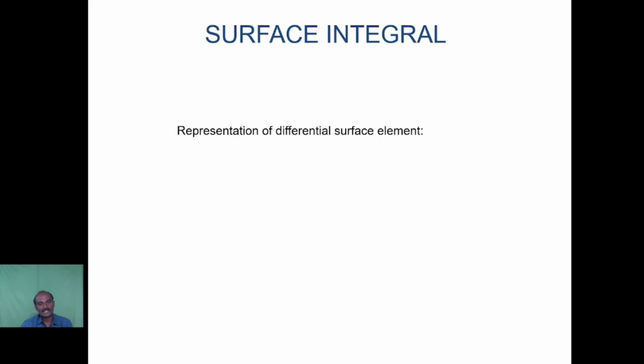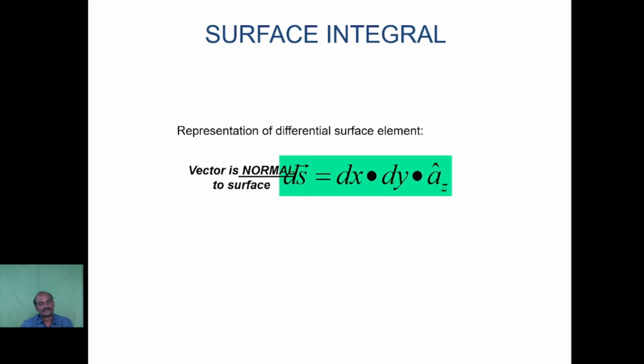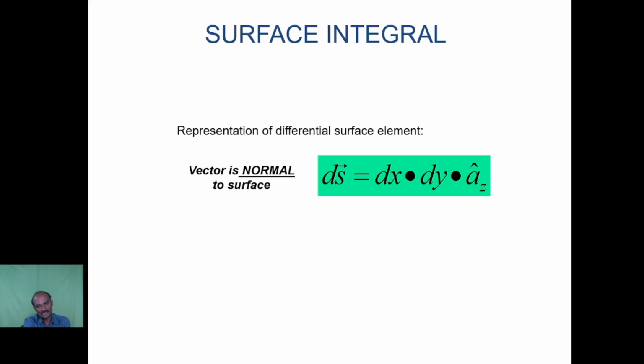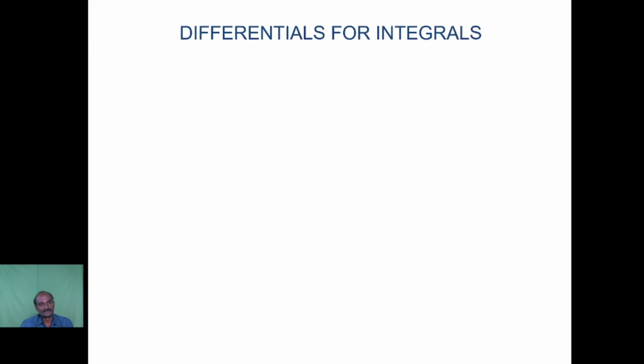Surface integral is nothing but the area integral. The vector is normal to the surface. It is dx into dy into the unit vector az, because the ds is in the z direction. This is perpendicular to both x and y. That's why we have mentioned the unit vector in the z direction.